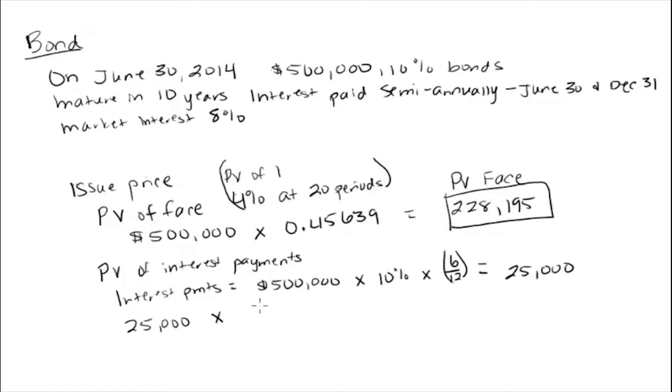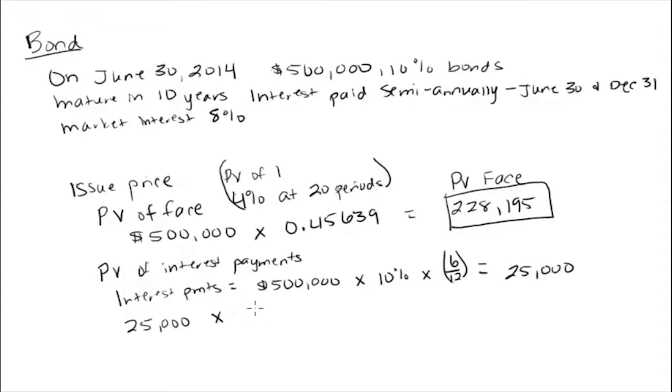Remember though, this is semi-annual interest payments. So it's not 8%. You do use the market rate of interest. Do not use stated interest in the factor tables when we do these bond calculations. So the 8%, but it's semi-annual, so we use 4%, just like before, and that's for 20 periods. We're going to do that 20 times, semi-annually.